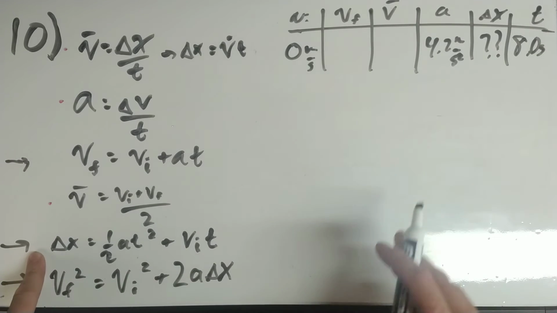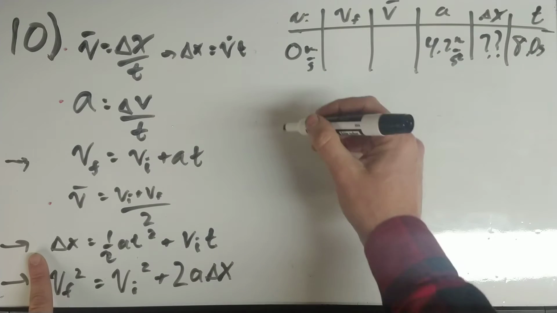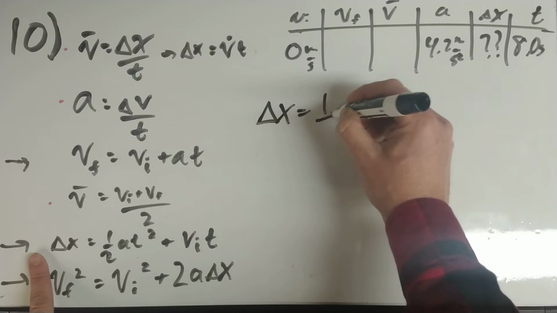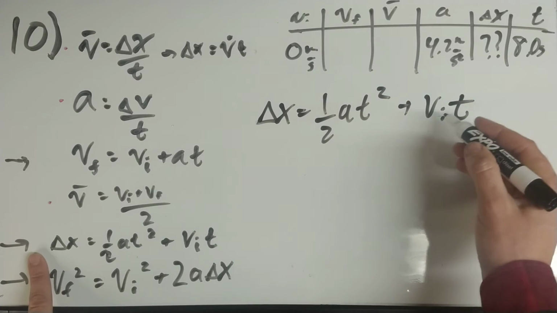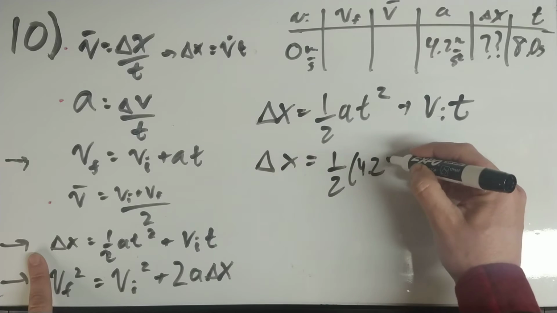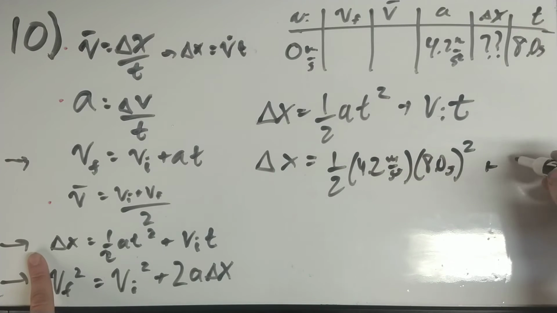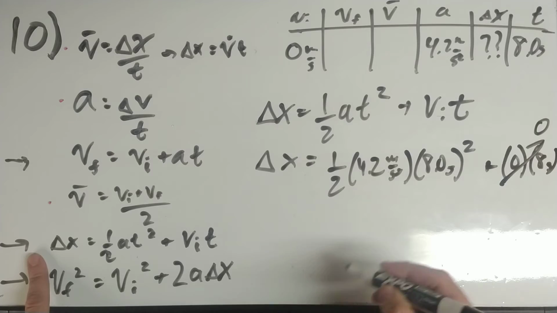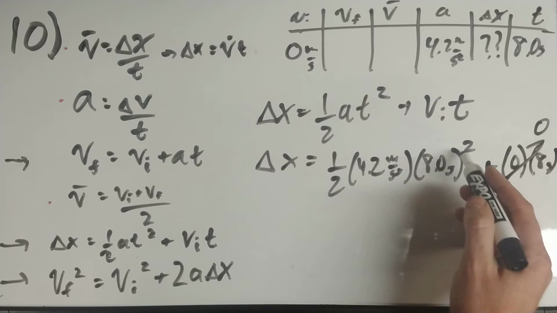Oh, what do you know? El Grande. Solves for delta x. I have a, I have t, and I know v initial is 0. All right, so let me write the equation down. Delta x equals 1/2 a t squared plus v initial t. The initial velocity is 0, so delta x equals 1/2 of 4.2 meters per second squared times 8.0 seconds squared, plus 0 times 8 seconds. So this term is just 0, it goes to naught, sometimes people will say. So really we just have to calculate this.